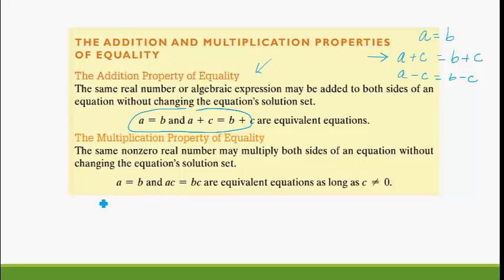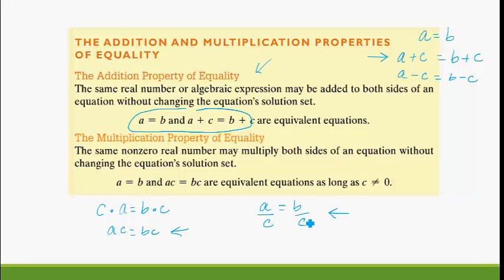Same thing for the multiplication property. If I have a equals b, and I multiply a times c, I have to multiply b times c as well to keep my equation balanced, or to have equivalent equations, as long as c is not equal to 0. The reason is because if you think about division, which is simply multiplying by the reciprocal, if I divide this side by c and divide this side by c, we cannot divide by 0. That is undefined. So the multiplication property of equality also holds true for division, because division is simply multiplying by the reciprocal.